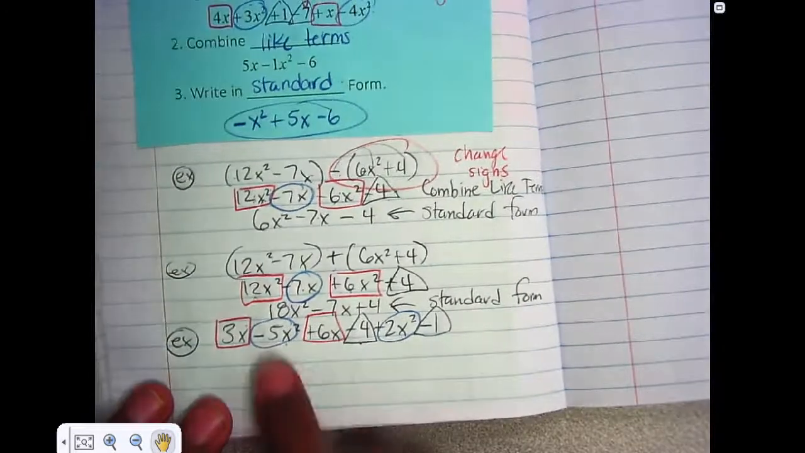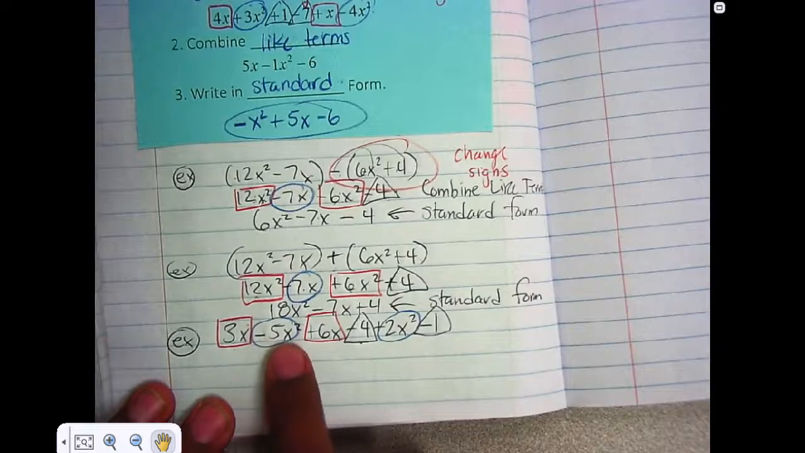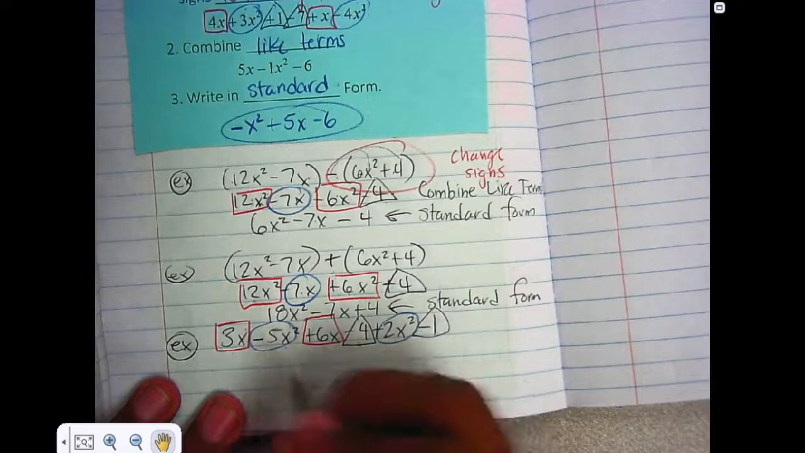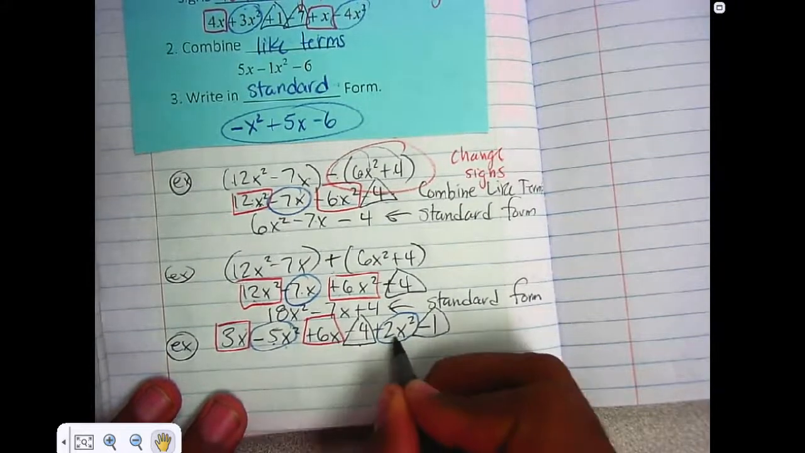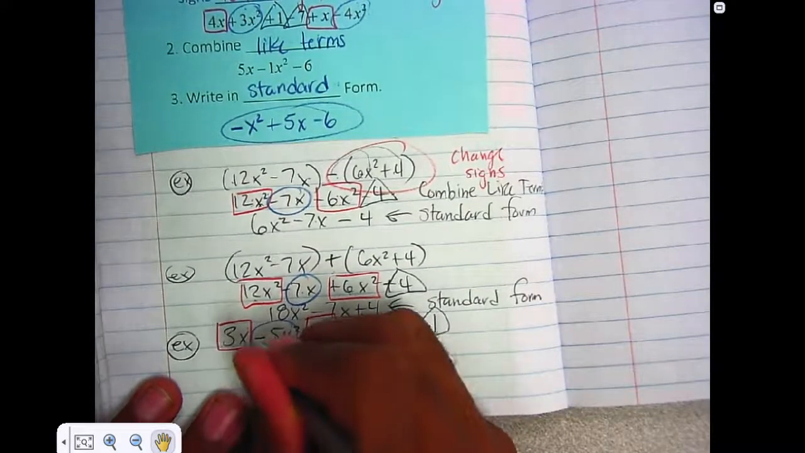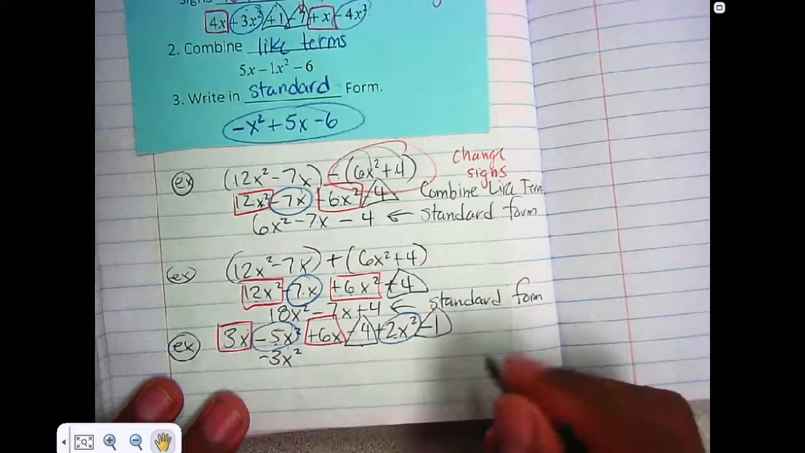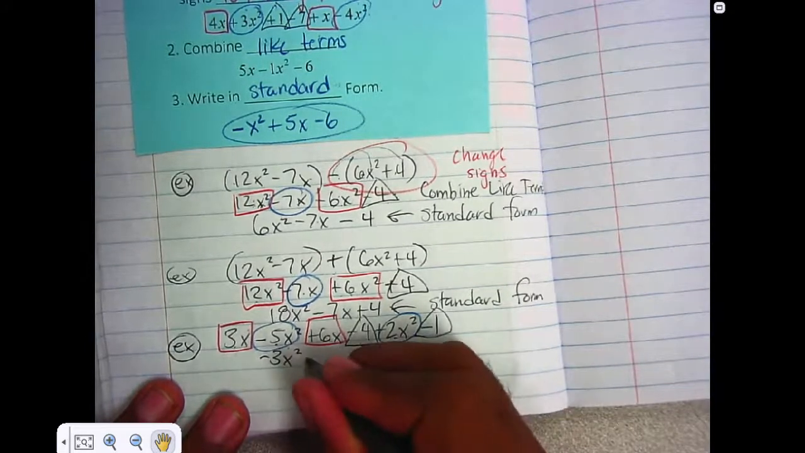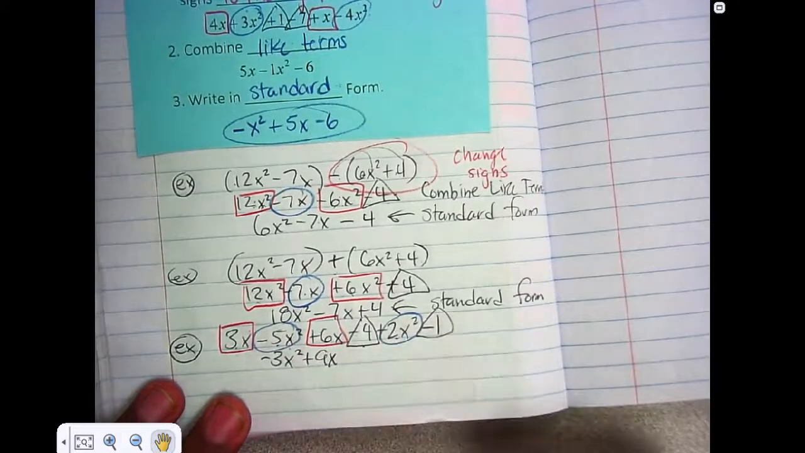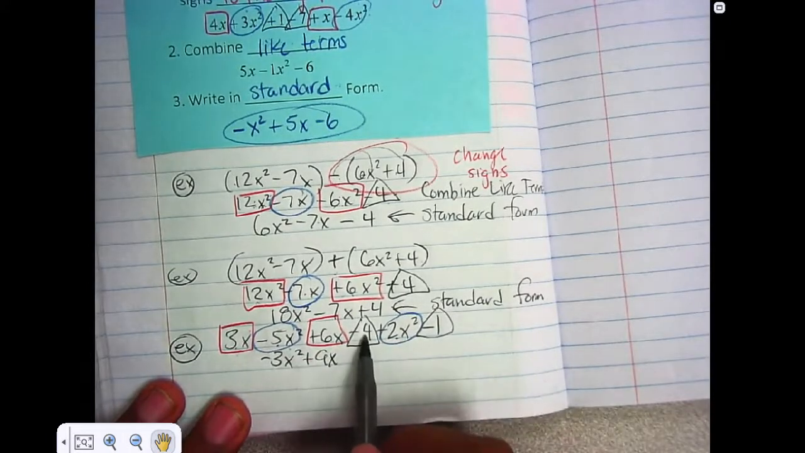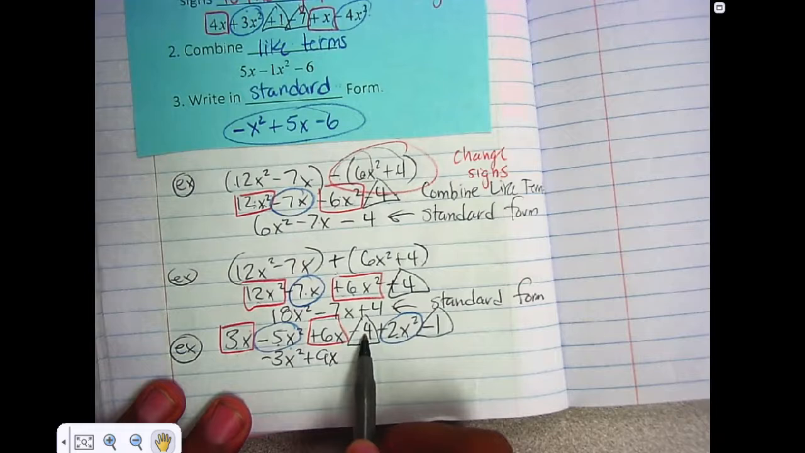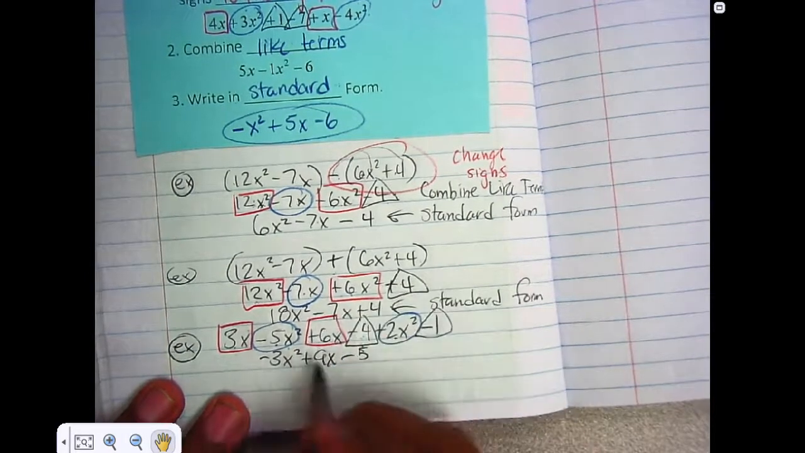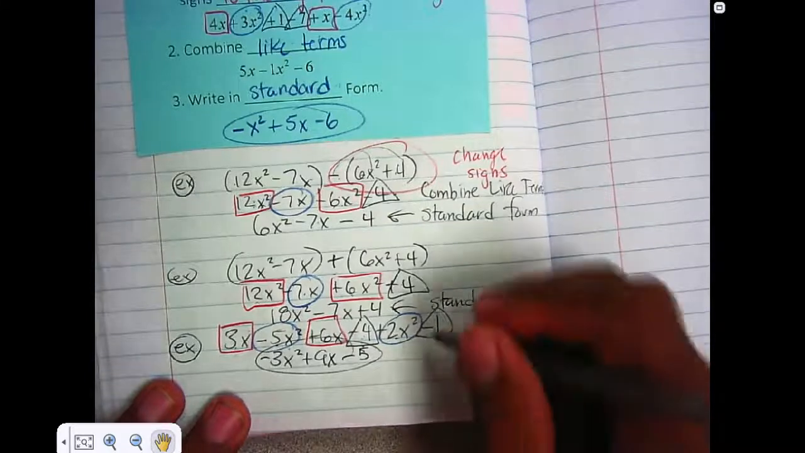And now again, we want to go in order. Again, we start with the highest exponent first, and that would be these x squared terms. X squared is the biggest exponent, so now I'm going to do negative 5 plus 2, and that's going to be negative 3x squared. Then the next was 3x and 6x, which adds to positive 9x. And then the last one would be the constants, or the numbers without variables. So it'd be negative 4 and negative 1, which makes negative 5. And that is our standard form.